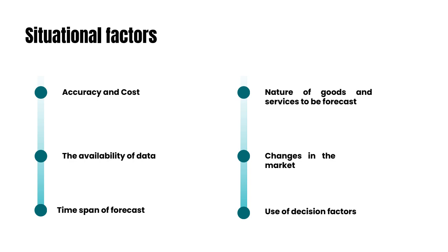So from a situational factors perspective, a lot of these things need to be considered in order for your forecast to be as accurate as possible. The first one is accuracy and cost. There's always a trade-off between it being accurate and the cost implication.